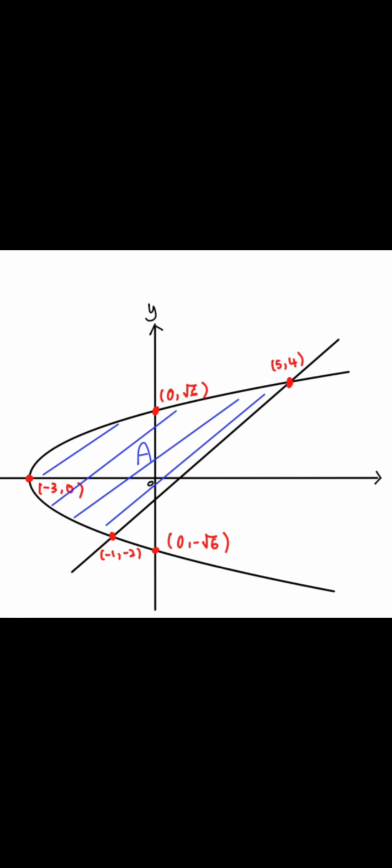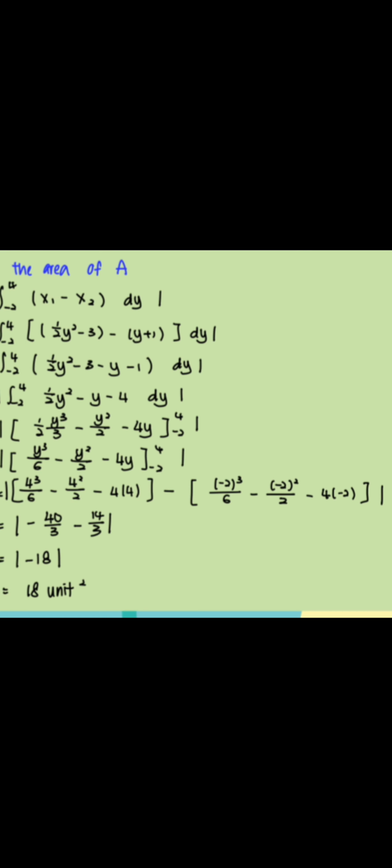Here is the graph plotted, and the shaded region is region R. We need to find the area of the shaded region, and we integrate x1 minus x2 with upper boundary of 4 and negative 2 for lower boundary. At the end, we will find the area in square units.